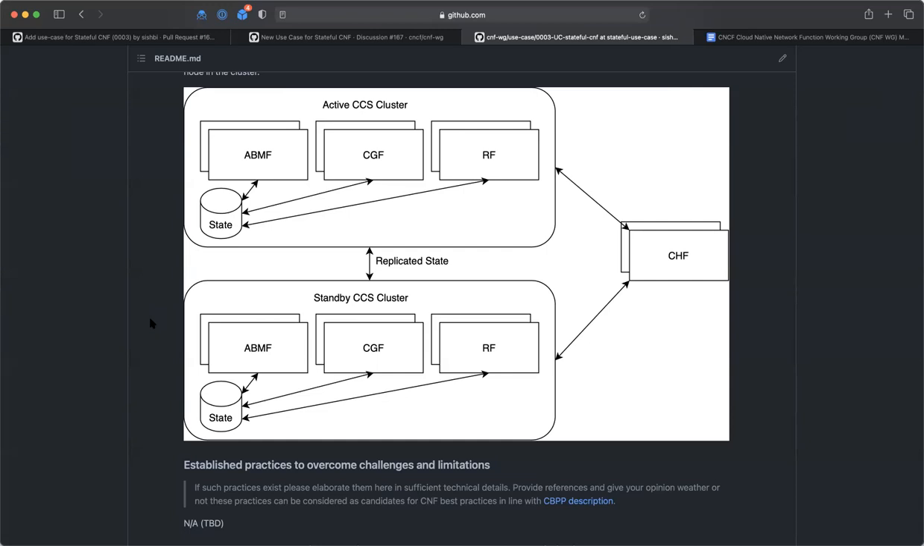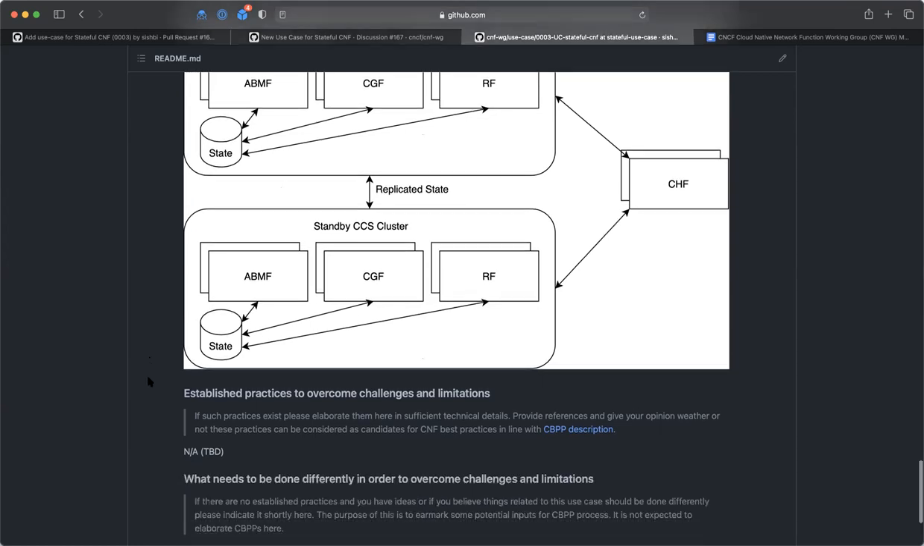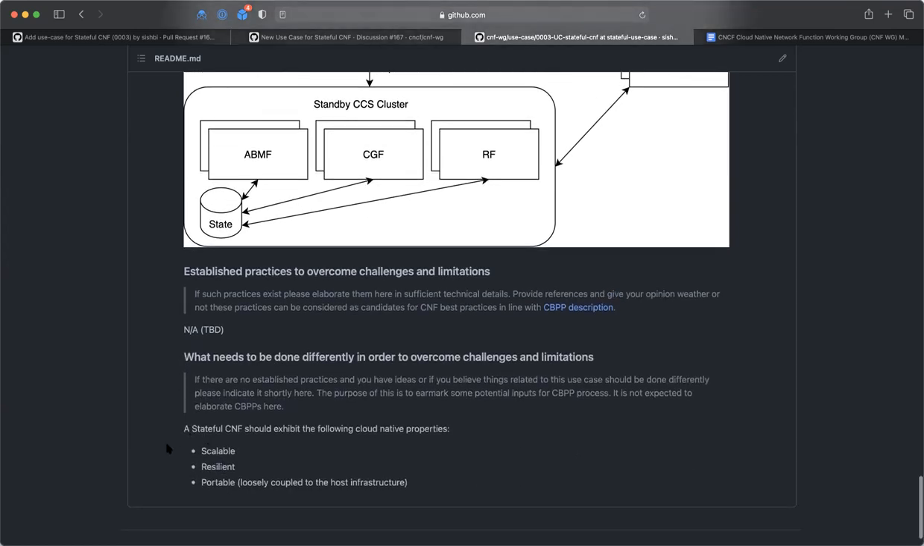Yeah, in this use case, we're trying not to be too specific about our implementation, or about any implementation that you might want to do to create this system. We're just trying to be generic from the CNF perspective and describe the properties that you need when you have a stateful CNF.